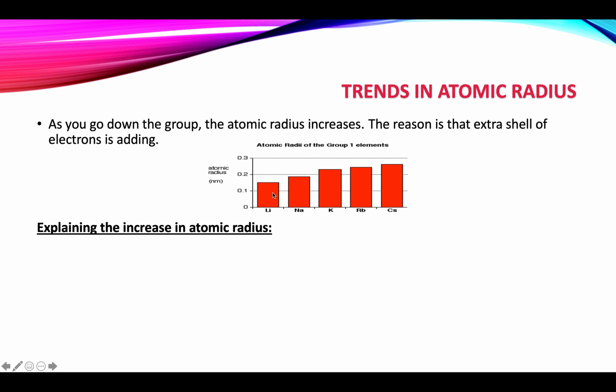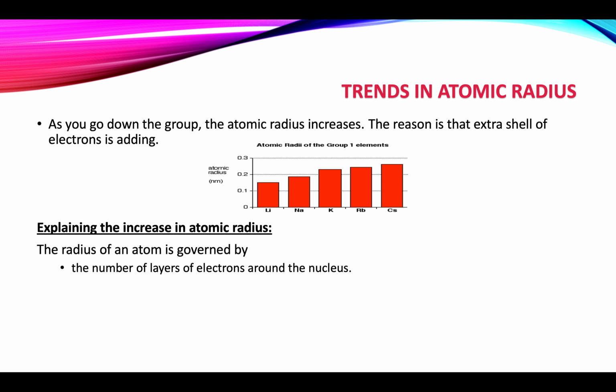that moving from lithium to cesium, in each element there is an addition of one new extra shell, one new layer of electrons, and due to the increase in the number of shells from top to bottom, the atomic radius is increasing. The radius of an atom is governed by the number of layers of electrons around the nucleus. The number of layers of electrons means the number of shells which an element has.